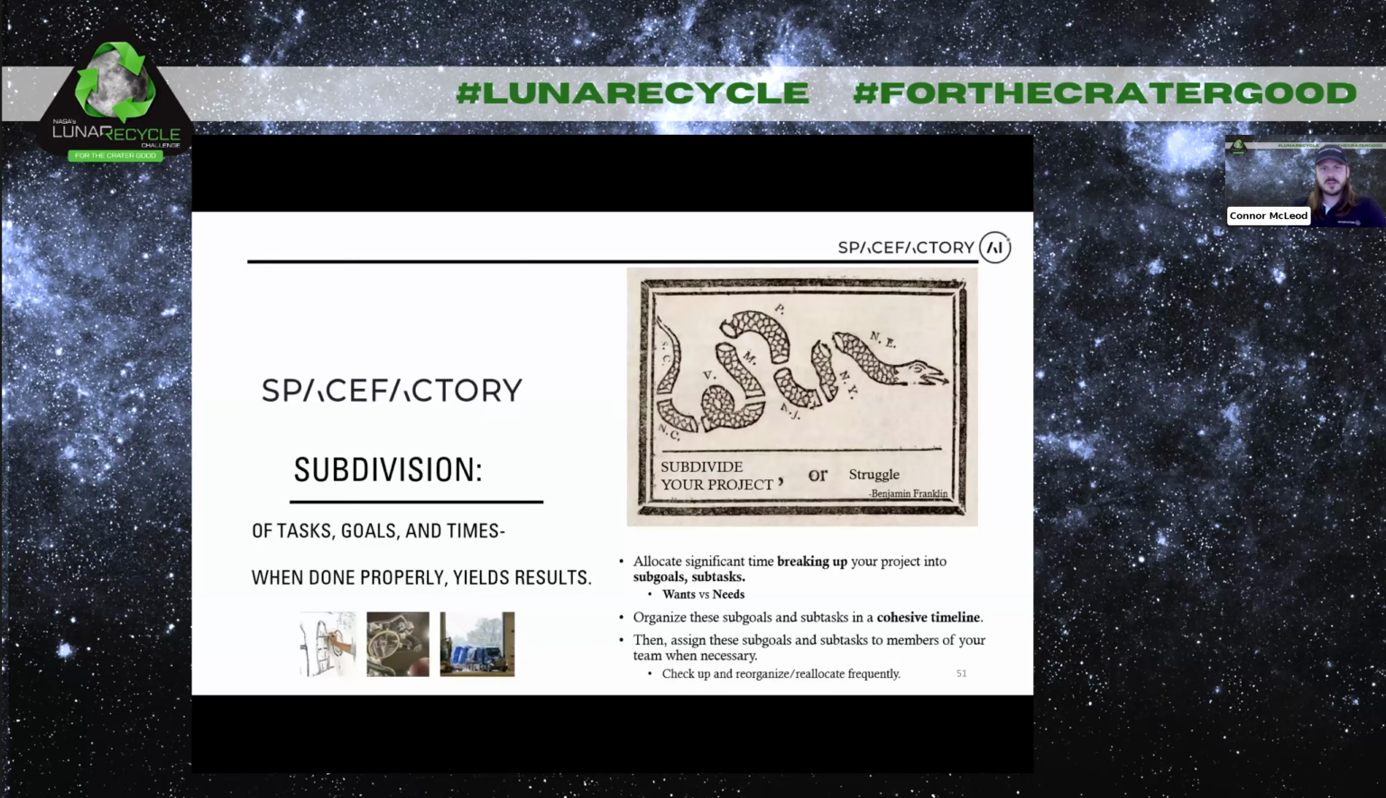Subdivision of task goals and times when done properly yields results. So allocate significant time to breaking up your project into sub goals and subtasks, determining your wants versus your needs, and organizing those sub goals and tasks into a cohesive timeline, which is then divvied and given to members of your team, which you then check up on and reorganize and reallocate frequently. Next slide, please.